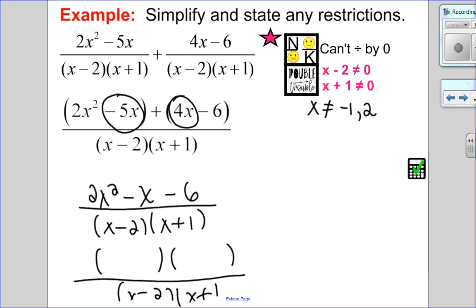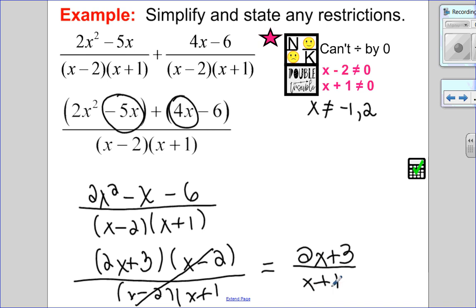Okay, so I'm going to do a 2x and x. I am going to do a 2 and a 3. And then this will be negative, this will be positive. I always just want to double check to make sure I did that correctly, which I did. And I can see, good thing I did factor, a common factor of x minus 2. So it looks like my final answer is 2x plus 3 all over x plus 1.